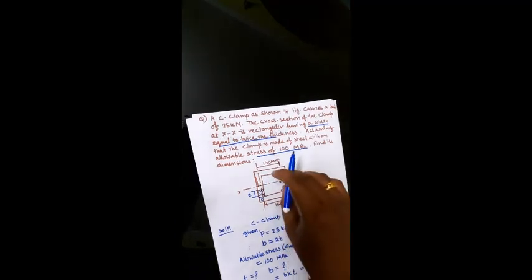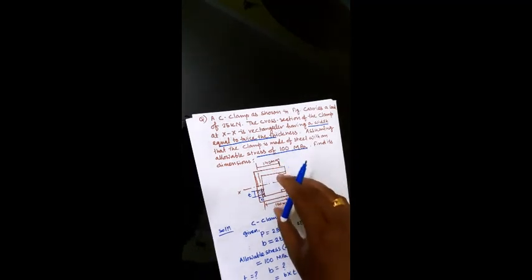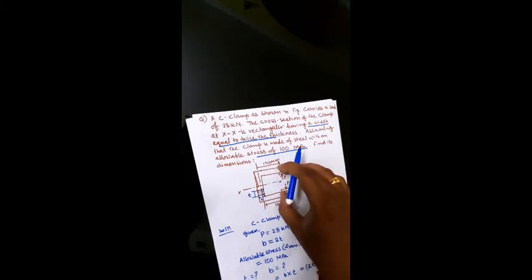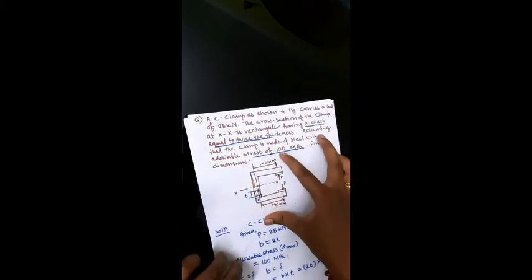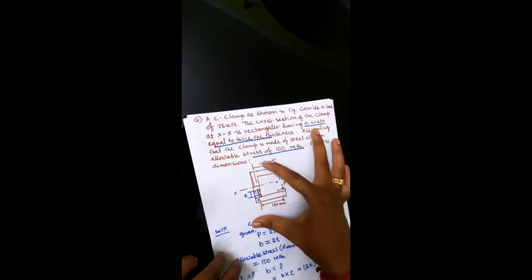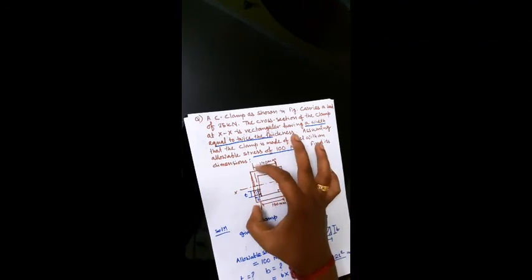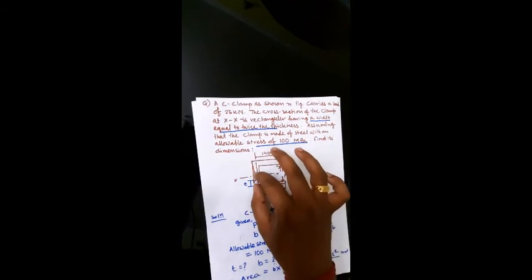So due to this eccentric loading, what will happen? As we know about the concept of the combination of bending and direct stress, the material will experience this type of tension, that is your direct stress, and bending also occurs. So we have to calculate both the value of the direct stress and the bending stress.